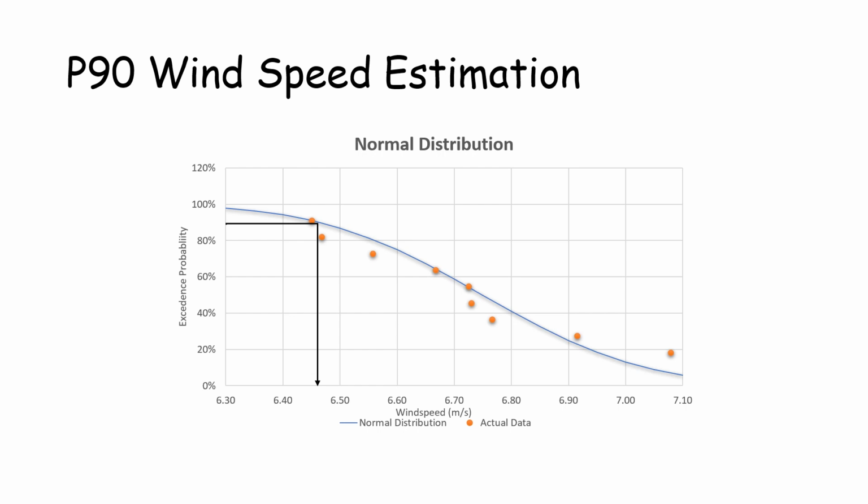The mean of the 10-year wind velocity was found as 6.75 meters per second and the standard deviation was 0.22. The P90 factor was assumed to be 1.28 standard deviations for a normal distribution. As such, the P90 wind speed was 6.46 meters per second.